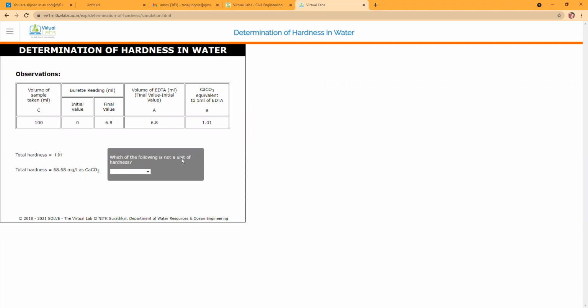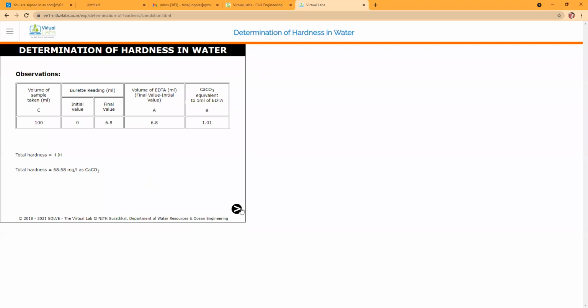Which of the following is not a unit of hardness? First, parts per million, that means ppm. Degree Clark, degree French. First unit is parts per million, second unit is degree Clark, third is degree French. The correct answer is degree centigrade. Degree centigrade is not a unit of hardness. The commonly used unit is ppm or parts per million.